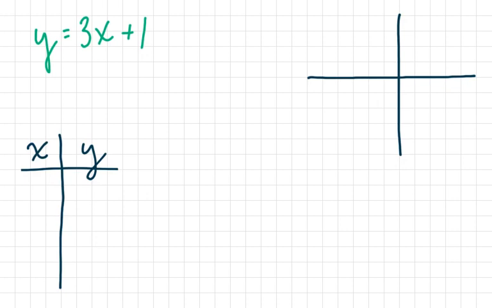So what we have here is a function. We have an algebraic equation, y equals 3x plus 1. Then I have created a table and I have a graph. These three things should be pretty familiar from what you have done in your past math classes.